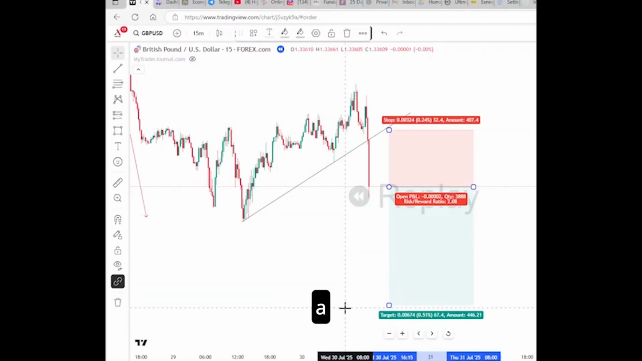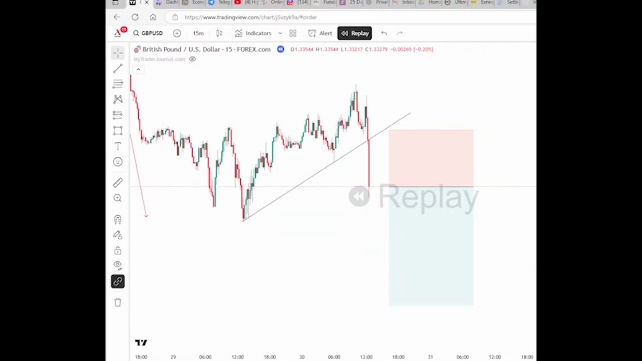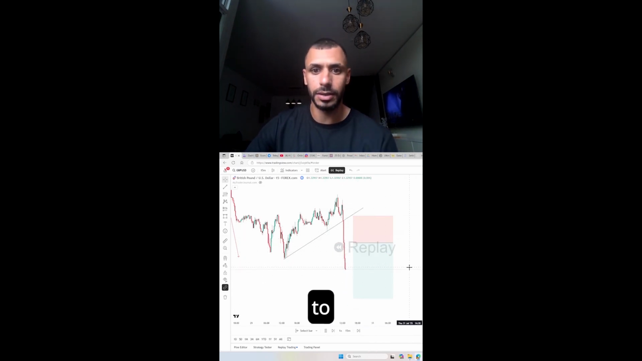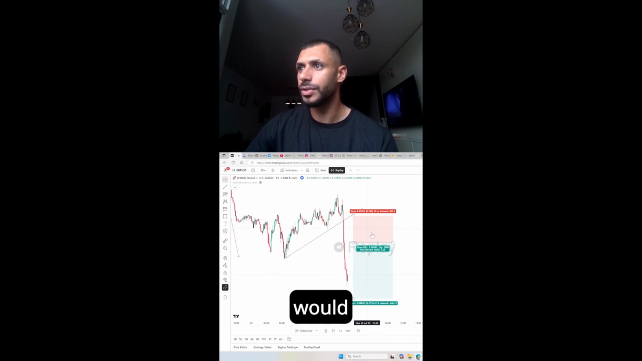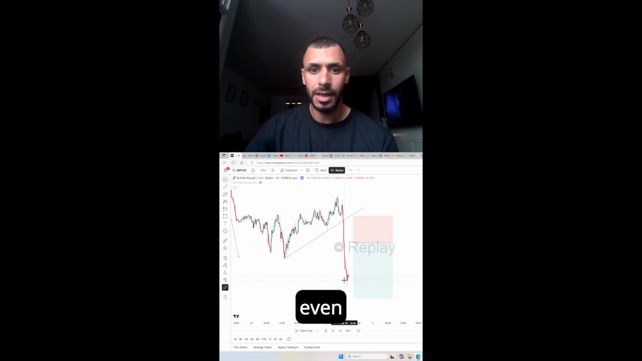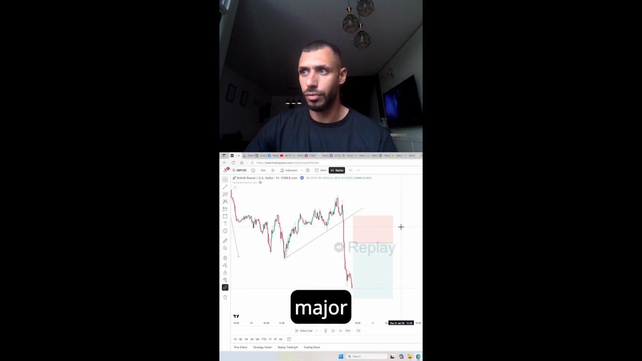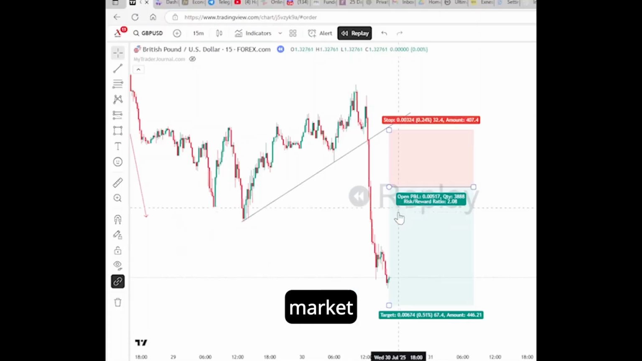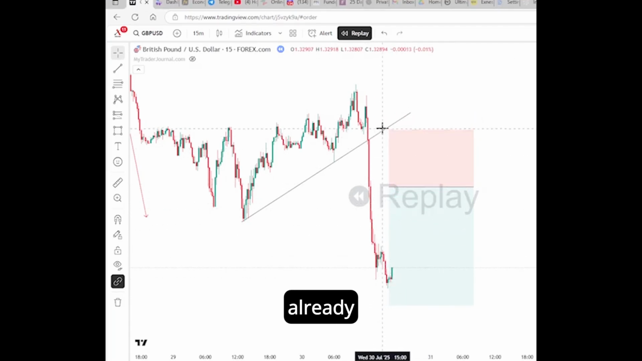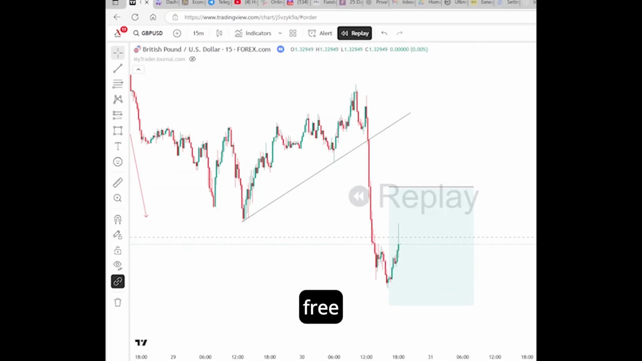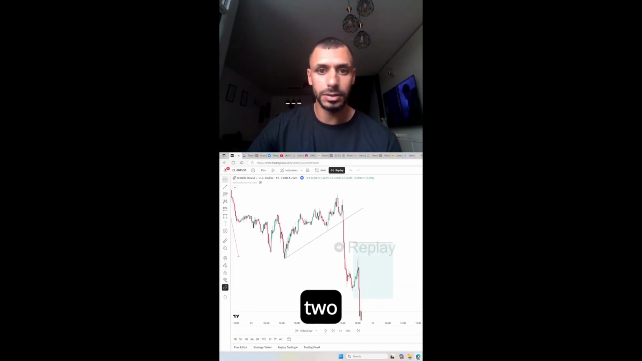When we're targeting a 1:2. Another tip, once price has already pushed 1:1 with your stop loss, I would really recommend that we go break even. That way we're protecting our account in case of any major pullbacks that would take us out on the market. So in this case, we can clearly see that already 1:1, we can just simply go to break even and we're running a risk-free trade. There we go, 1:2, done and dusted.